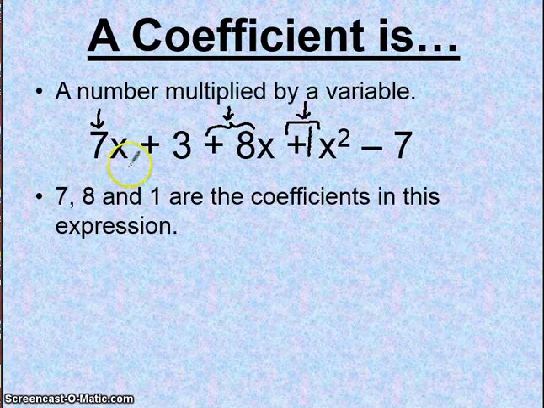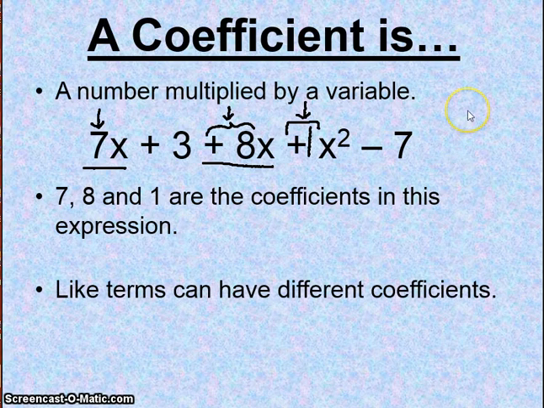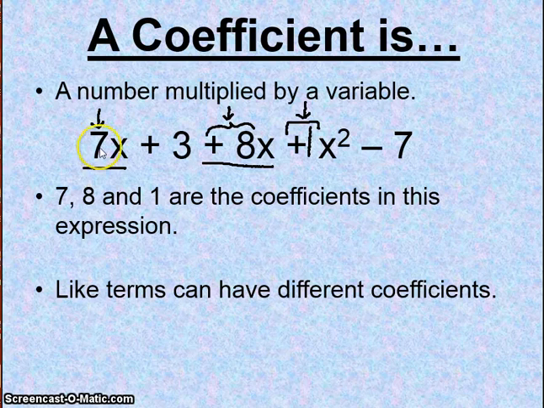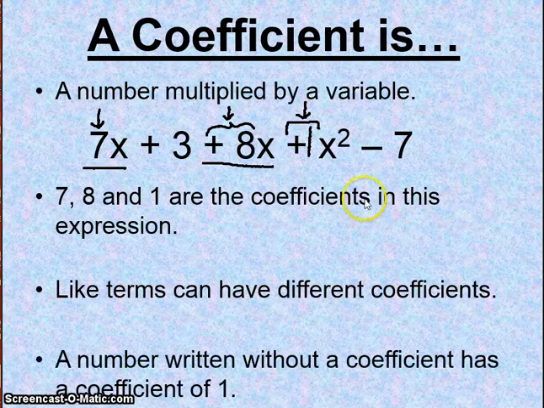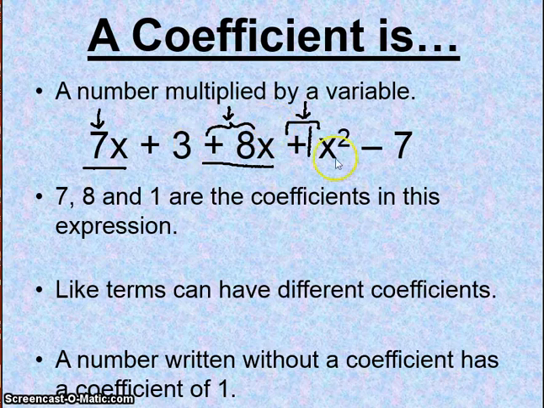Now, some of these are like terms. 7x and positive 8x, they are like terms. Notice, like terms can have different coefficients. Like terms is not in any way affected by the coefficient. Like terms only means same variable, same exponent. Has nothing to do with coefficients. So like terms can be different coefficients. And the last thing you learned in this example was a number written without a coefficient has a coefficient of 1. And for some of you, it's beneficial that when you see a variable and there's no coefficient written with it, go ahead and write that number 1 right with it.